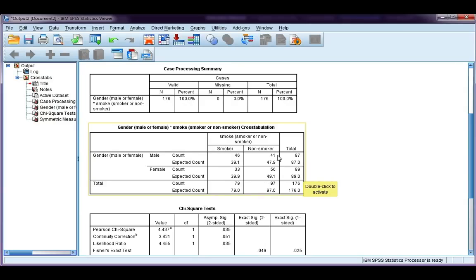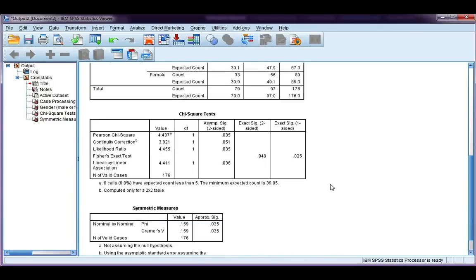Now we can see our observed counts are different from these expected, and the chi-square test helps determine if those observed counts are different enough for the test to be significant, or for the association to be significant. So let's look down here at our chi-squared test table. Now at the bottom, we need to read the first item, which tells us what percentage of the cells have expected count less than 5. This is important because it's an assumption of the chi-squared test. If this percentage is greater than 20%, then this assumption has been violated and we need to take a different course of action.